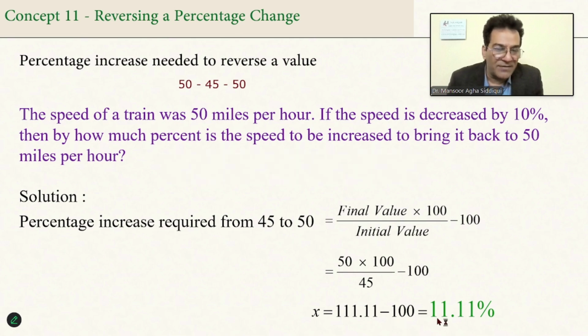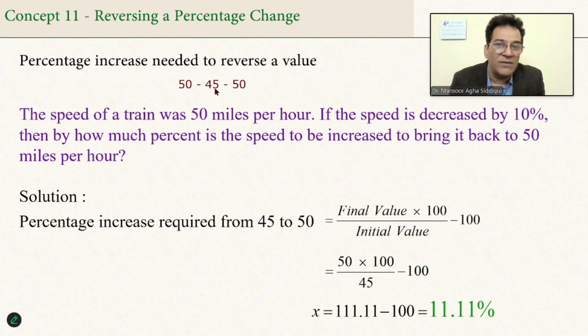111.11 minus 100, and I will end up getting 11.11%. We will not speak of this as 11.11%. We'll always speak of it as 11.11%. So this is the percentage increase required to increase the speed from 45 to 50.